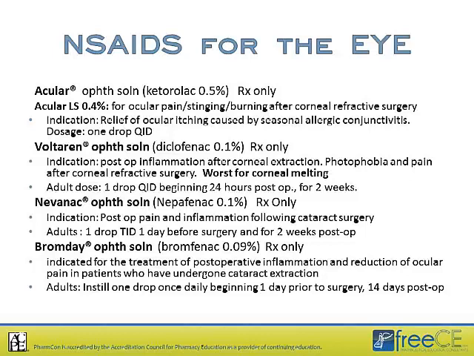So the LS is going to be used for refractive surgery, and the 0.5 is generally going to be used for conjunctivitis. Voltaren ophthalmic solution is used for post-op inflammation after corneal extraction. Photophobia and pain can occur, and it can cause corneal melting. The cornea can actually melt.